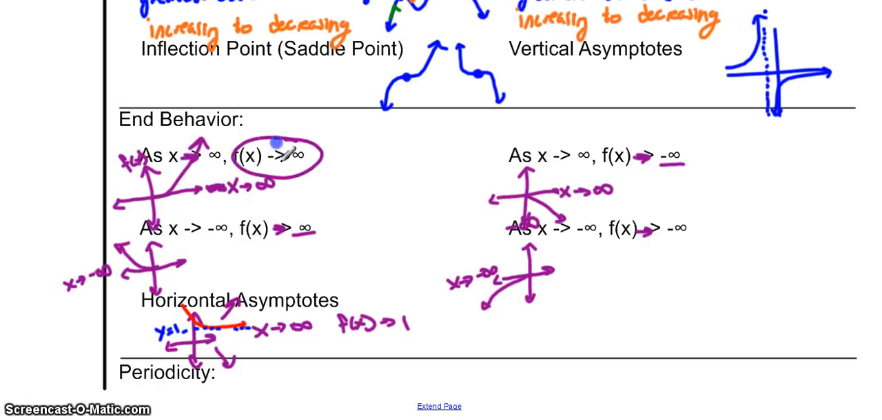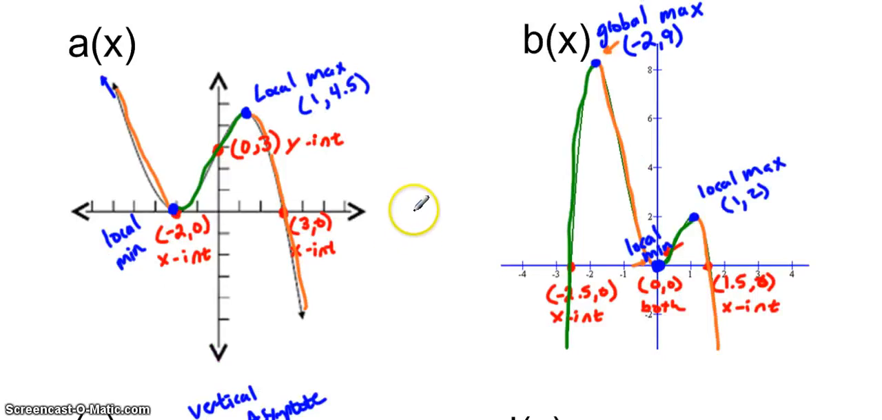Is it going up towards infinity? Is it going down towards negative infinity? Or is it settling in to one number and going flat line, and that's called the horizontal asymptote. Using that same color, let's go ahead and try and label some end behavior on these graphs.